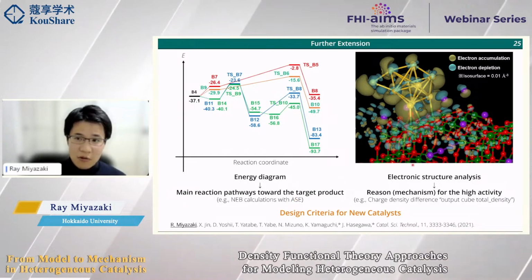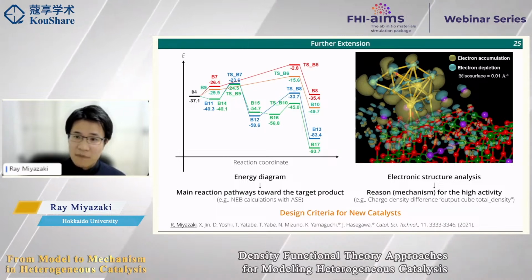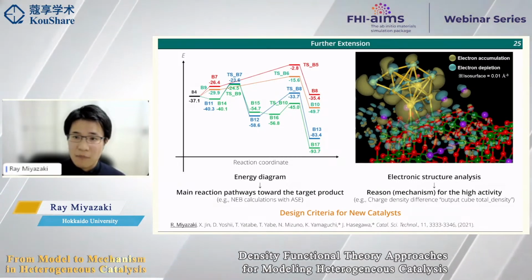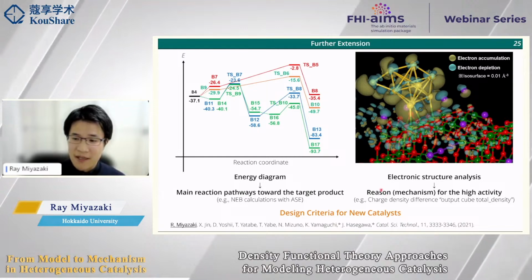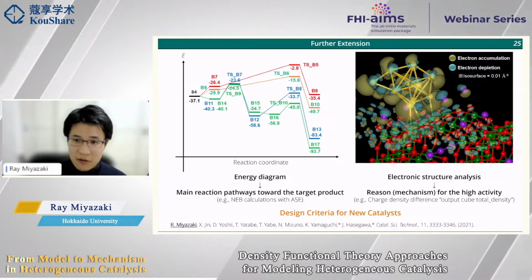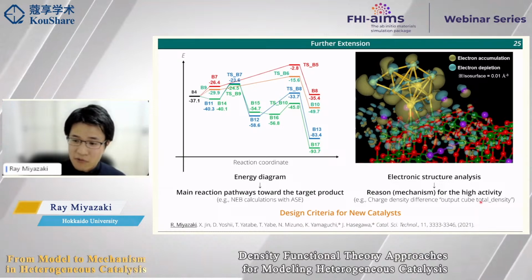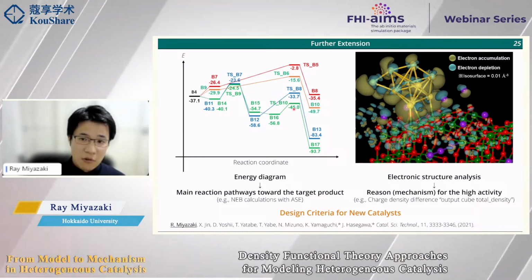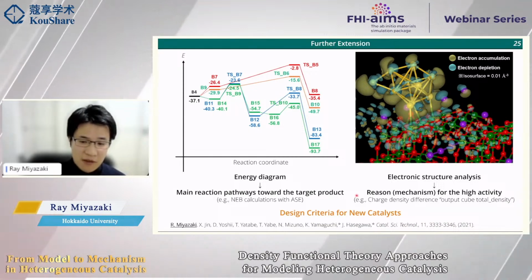Or you can get some more detailed electronic structure analysis here. Even though this is different, from support material to the supported gold cluster, you can get some reason or mechanism for the high activity of the catalyst by using this kind of analysis. And this analysis can be achieved as charge density difference analysis by using output cube total density in the control.in file of FHI-aims. And then by using that kind of information, we can get some design criteria for new catalysts.